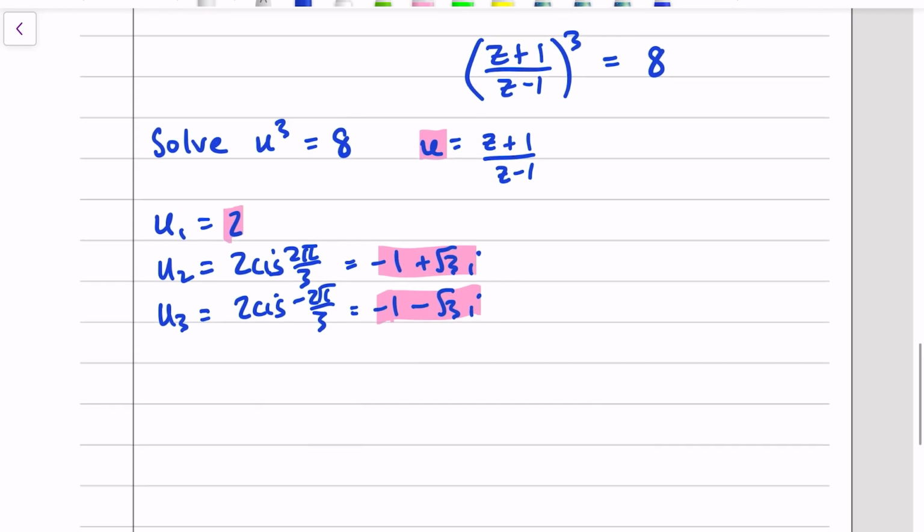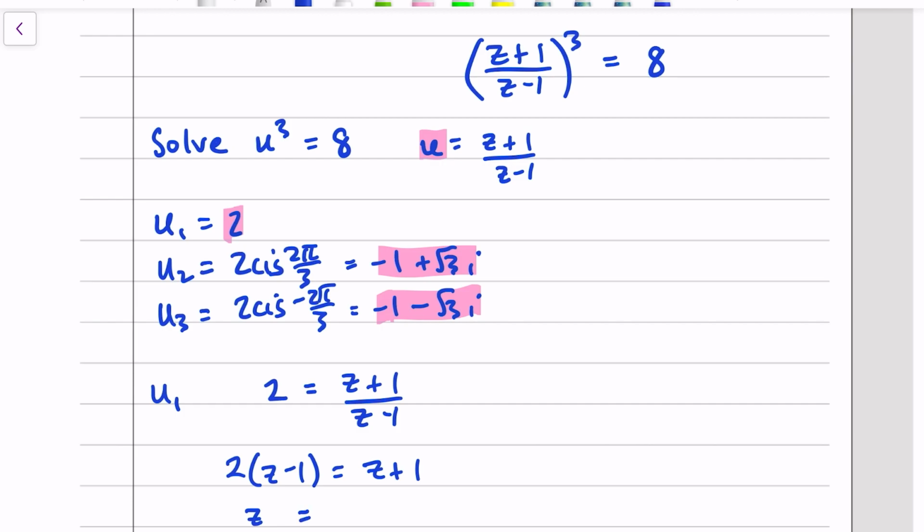Okay, so to do that, let's do the first one. u1, so 2 equals z plus 1 over z minus 1, 2z minus 2 is equal to z plus 1. 2z on the left, take away the z on the right, you get z minus 2 on the left, add it to the right, you've got z is equal to 3. Okay, so that's the real solution to this problem. A nice real solution, which means if we solved the cubic by expansion, we'd get a nice solution.